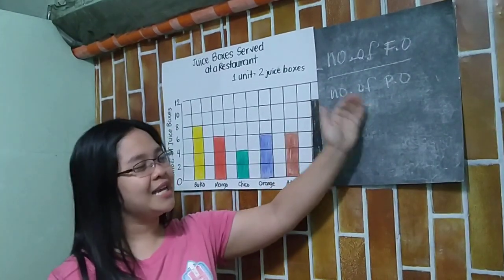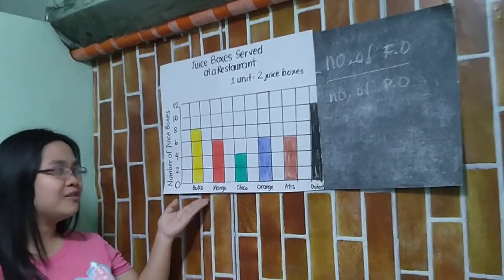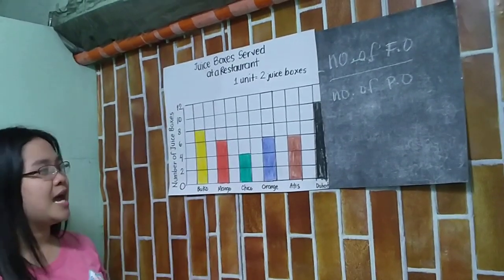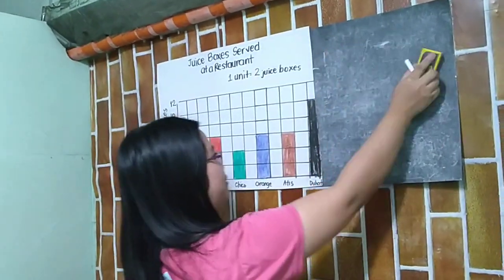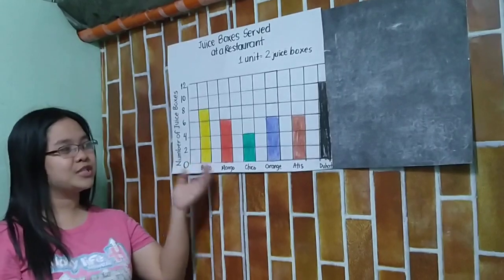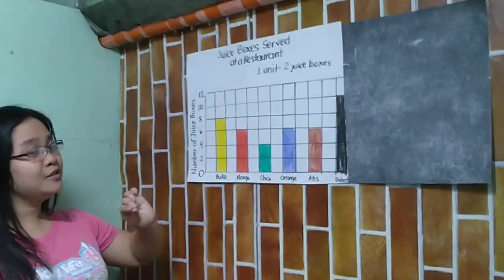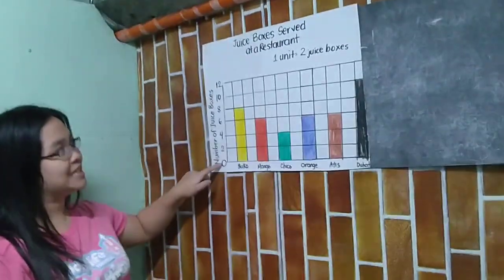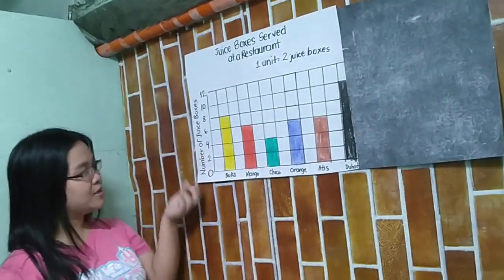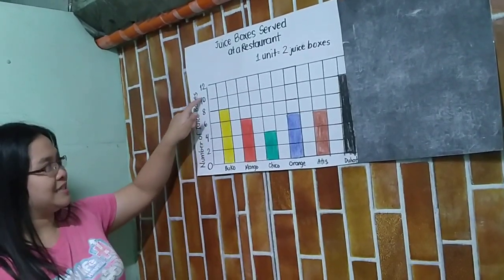So we are going to apply this particular formula in reading and understanding the data, particularly the probability of the information in the graph. Now, I want you to observe carefully with the graph, and let's study some of the probability or chances of some juice here to be served at the restaurant. So take note first that per unit here on the scale is equivalent to 2 juice boxes. That's why, as you can see on our scale, it's by 2s, right? 2, 4, 6, 8, 10, and 12.